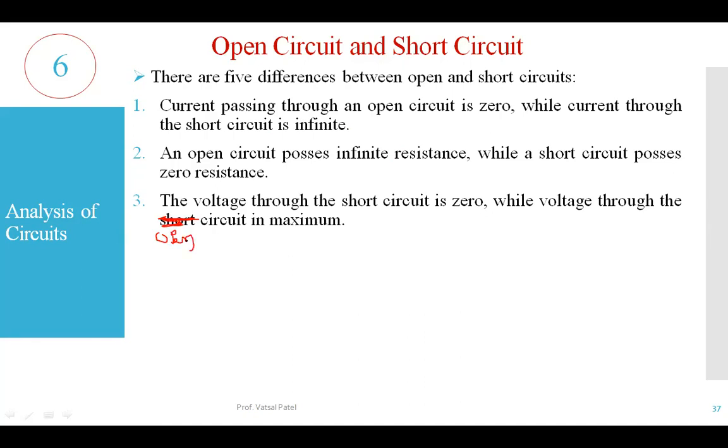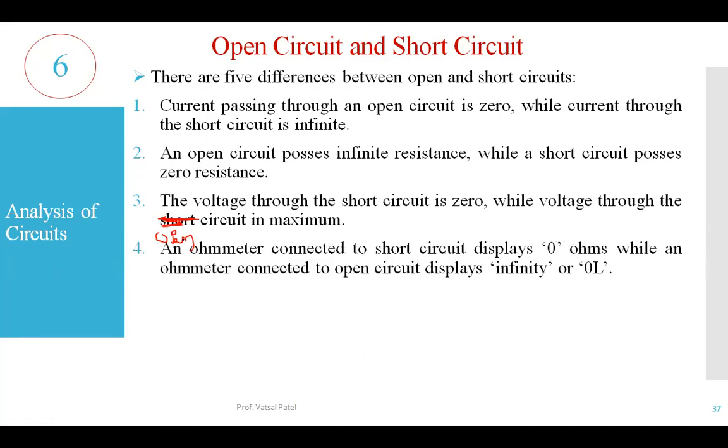Then the fourth parameter: when you connect the ohm meter to the short circuit, it will be displayed as zero. That means in case of short circuit, the resistance is equal to zero. When you connect your ohm meter and measure the resistance across the open circuit, it will be identified as infinite, or you can say it will be OL.